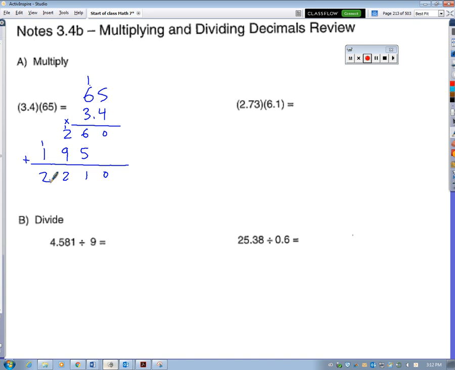Okay, now the only trick to this is knowing where to put your decimal. We're not just going to bring it straight down necessarily, but we're going to count over how many decimal places there are from the right. So in this case, that's 1. We're going to start with our number all the way to the right, and we're going to carry it over 1 space. So our answer is 221.0.